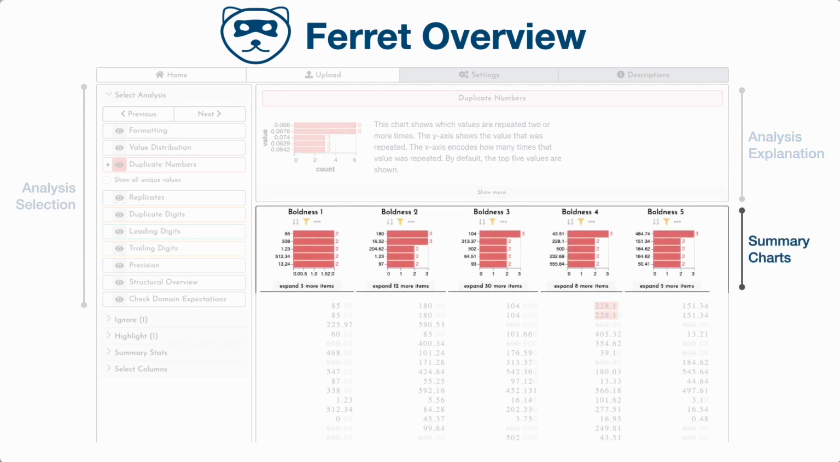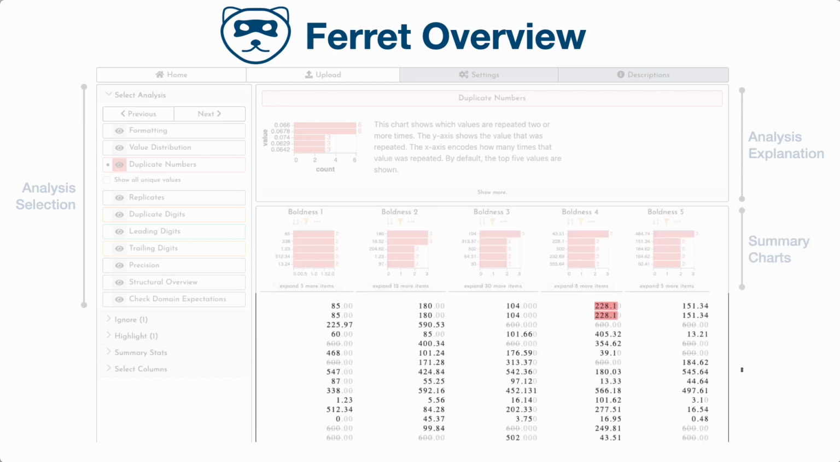The summary charts provide aggregate information about the column of data below. Even though the visual encodings are simple, the data transformations performed are carefully crafted to surface artifacts of manipulation. Finally, the tabular visualization gives access to the raw data.